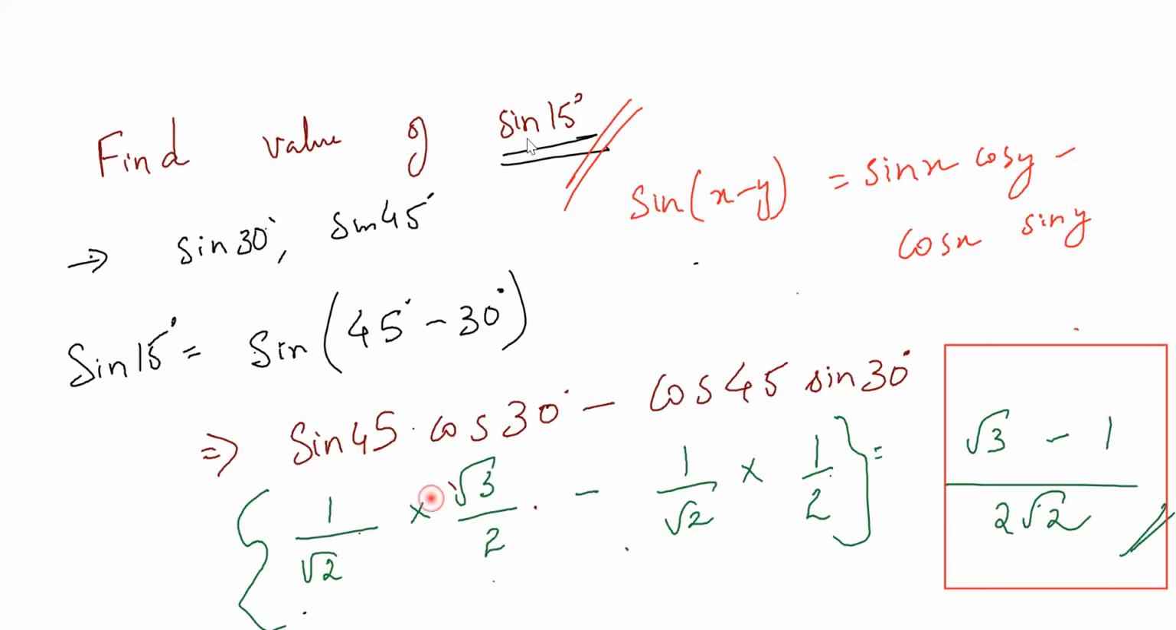Sin 45 is 1 by root 2, cos 30 is root 3 by 2, cos 45 is 1 by root 2, sin 30 is 1 by 2. So we have to be very thorough with the trigonometric table for this. And in the LCM, 2 root 2 is a common thing. So that's the reason I'm writing 2 root 2 here. Any doubt in this to anyone? Let me know now itself.